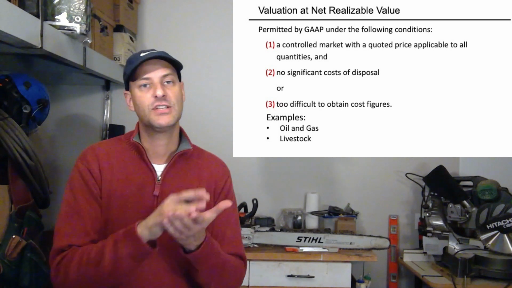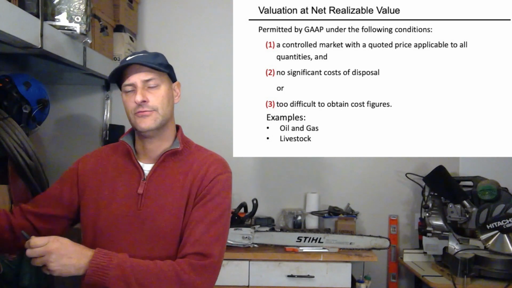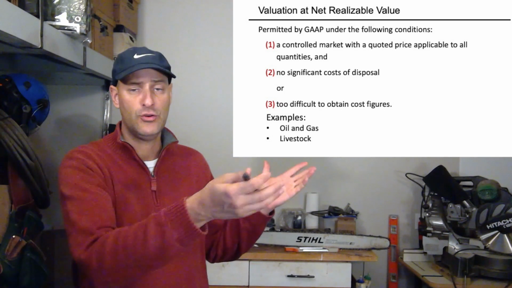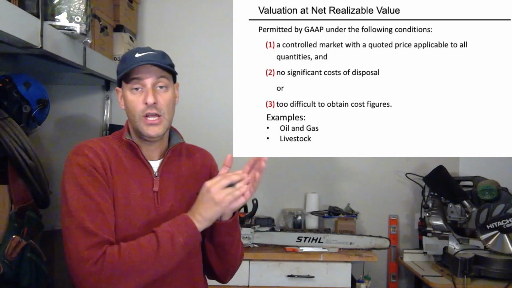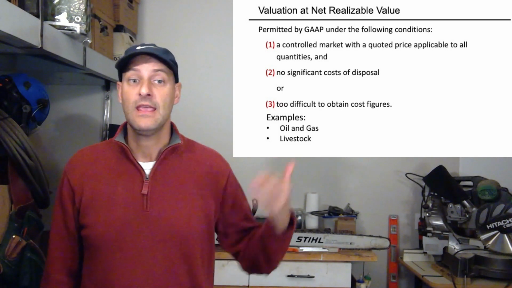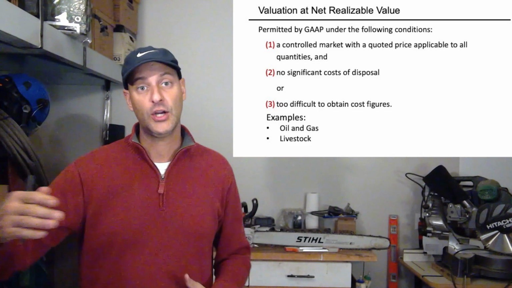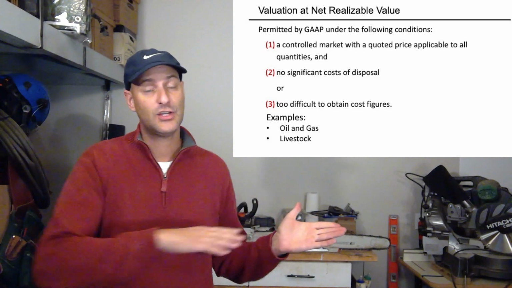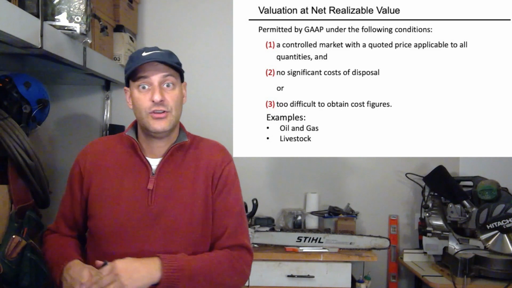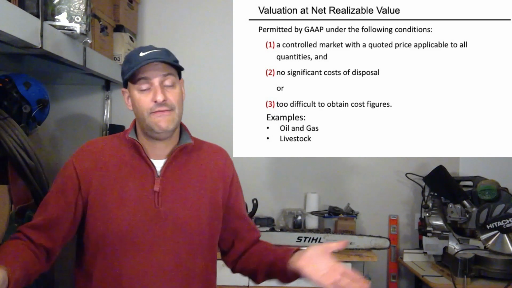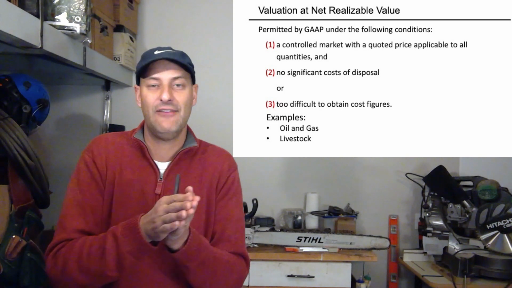Now, there can also be no significant cost of disposal. Let's say you have West Texas Intermediate crude that has a quoted market value, but you want to sell it into a different market. Well, the cost of getting it to a different market actually makes it more difficult. So you have to use it based on cost. That's why there are different market values based on where the fuel is coming from.